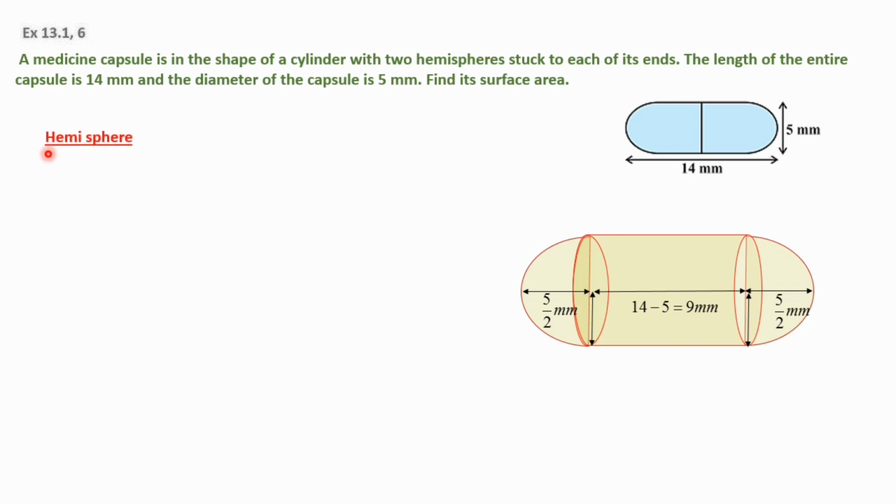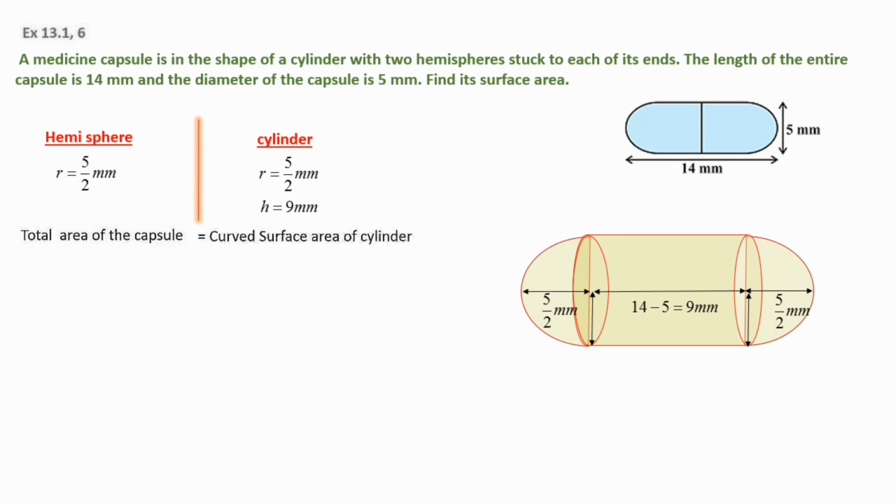Now let's write it for hemisphere. The measurements: radius is 5 by 2 millimeter, and for the cylinder the radius is 5 by 2 millimeter, the same radius only, and then the height is 9 millimeter, which we have calculated here. Then the total area of the capsule that we want to calculate, it's quite a simple question. Curved surface area of cylinder plus curved surface area of two hemispheres, because only the curved areas are visible for us. This curved portion of the cylinder is visible, and this curved portion of the hemisphere is visible. So two hemispheres' curved surface area plus curved surface area of cylinder, that is the total area.